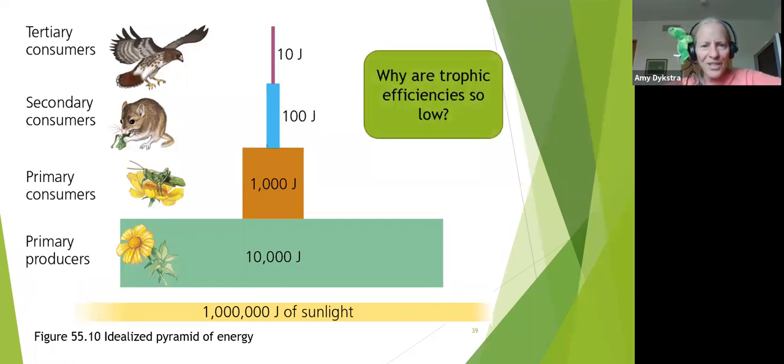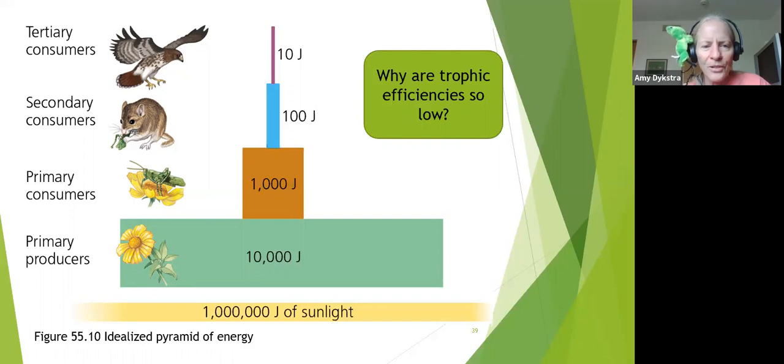Well, why are the efficiencies so low? What else have we learned earlier this semester that will give you some clue about why trophic efficiencies are so low? Well, hopefully you thought that the reason that trophic efficiencies are so low is because of the second law of thermodynamics. No energy conversion can ever be 100% efficient, and so you're always losing a bunch of energy as heat.